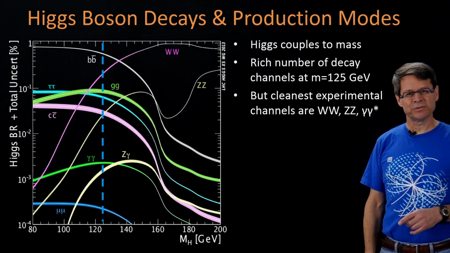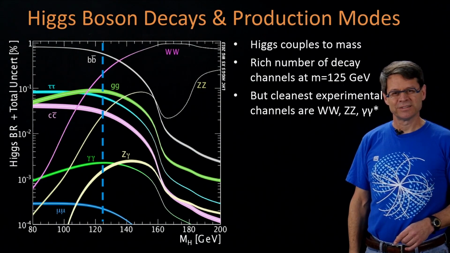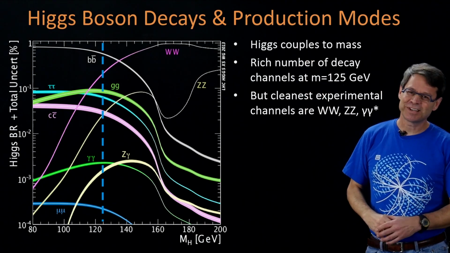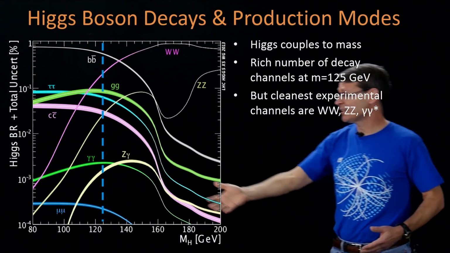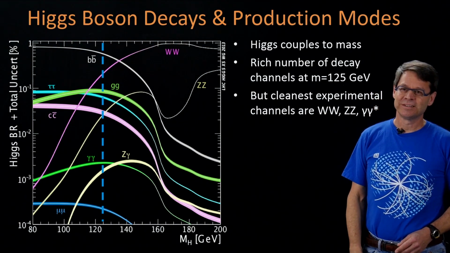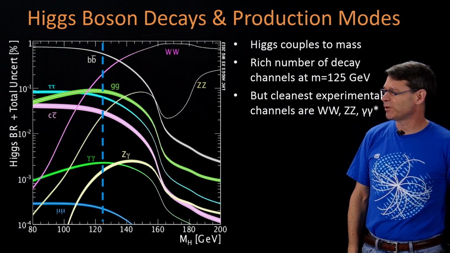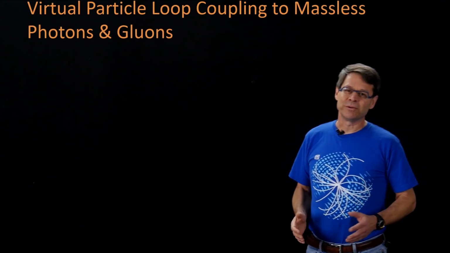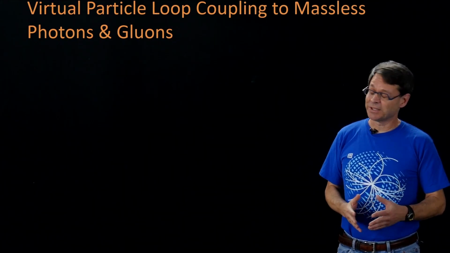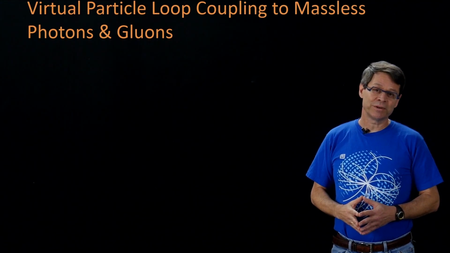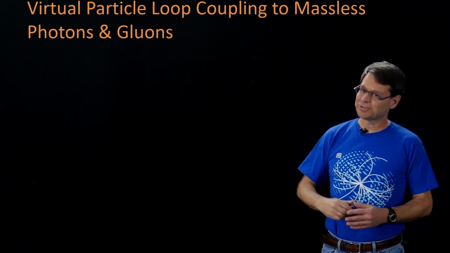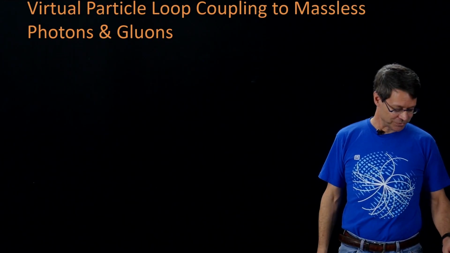But wait, I said photons. What's the mass of the photon? 0, right? Wait a minute, didn't I just say Higgs couples to mass? How did that get on the curve? How did a massless particle couple to the Higgs? Ah, that strangeness of quantum mechanics. So, yes, Higgs couples to mass, and that provides the mass, if you like, in the theory, but it can couple indirectly to massless objects. How? Of course, through virtual particles, loops.